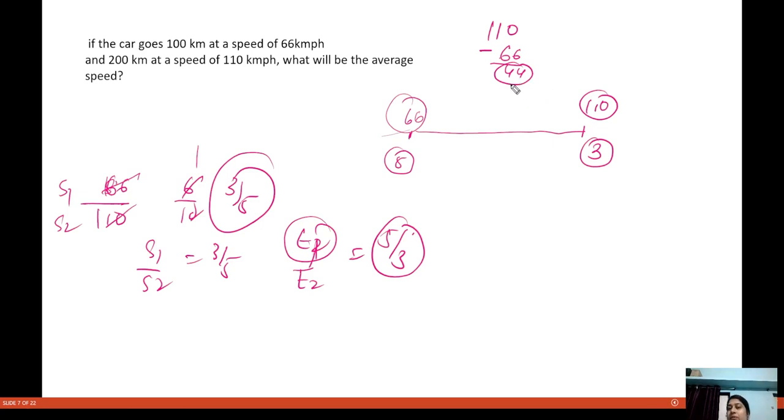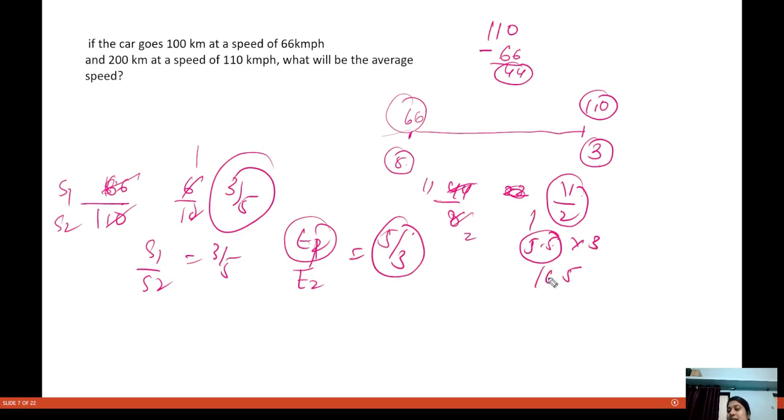Now divide this 44 into 8 parts, because 5 and 3. What you are getting here is 11 by 2, because 4 elevens and 4 twos. So you will have 5.5. Now multiply this by 3, so you will have 16.5.